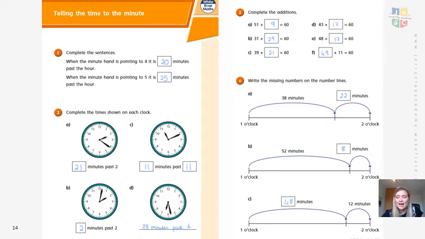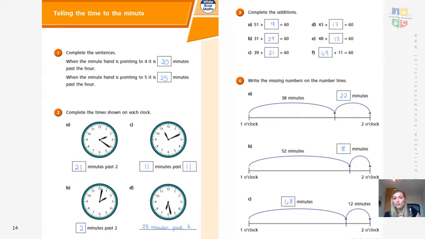For number 3, as you can see, all of these add up to 60. So it is saying that if there are 51 minutes that have gone past, there will be 9 minutes to the next hour, or 29 minutes to the next hour for the second one. So that's just showing you a quicker way to do it.